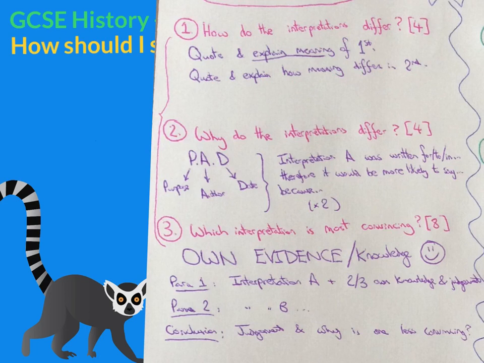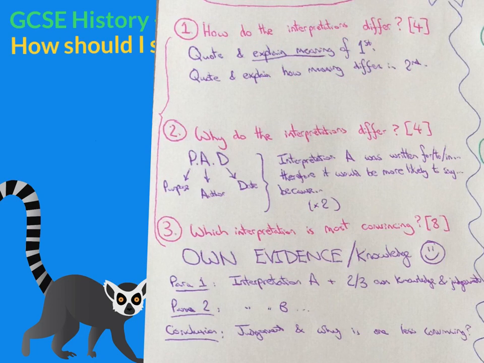In question 2, it's the same 2 interpretations you've already read, but this time you're going to say why they are different. And that's the important difference between question 1 and question 2. Question 1, you're just saying what is different about what they're saying, so one is positive, one is negative, that kind of thing. Whereas question 2, you're going to explain the reason that they have different opinions.